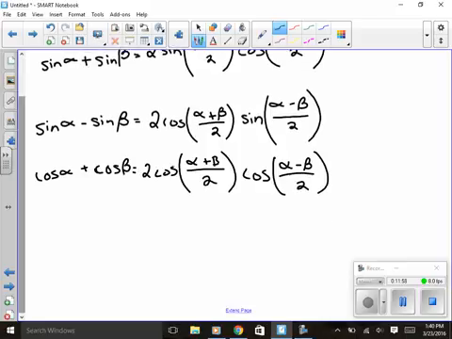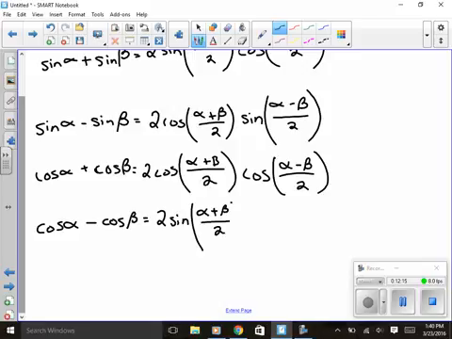And then last but not least, if I've got cosine alpha minus cosine beta, that's going to give me 2 sine alpha plus beta over 2 times sine alpha minus beta over 2.